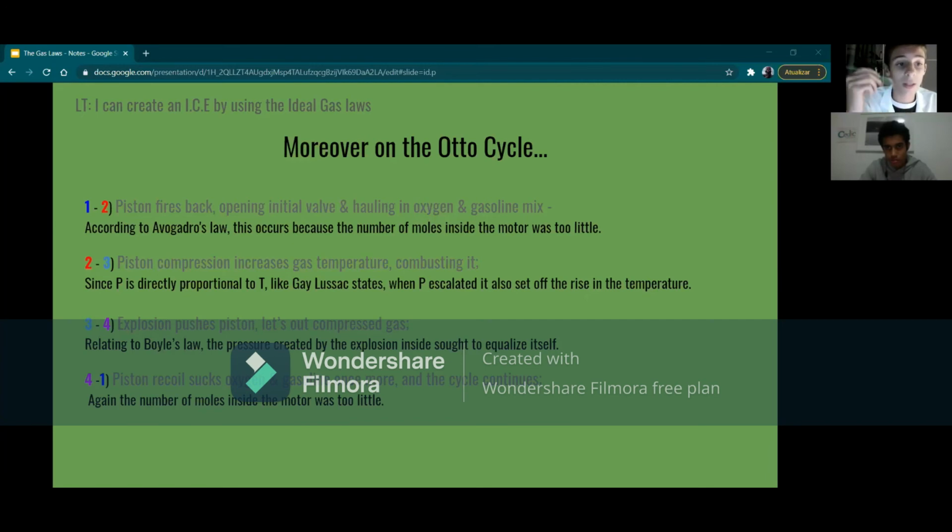And in the third phase, the explosion pushed the piston. This relates to Boyle's law because the pressure created by the explosion inside sought to equalize itself, and this let out the compressed gas. And in the fourth to first phase again, when things repeat, the piston recoil sucks oxygen and gasoline in once more. This again happens because the number of moles inside the motor was too little, according to Avogadro's law.